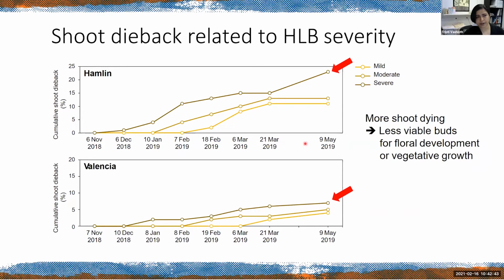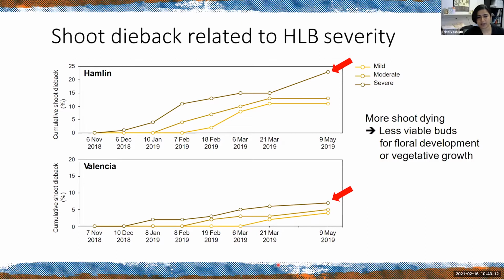The top graph is for Hamlin and Valencia. The top line is for the severe tree. And what we saw is that the severe trees go through a lot of dieback in these months. There is quite a bit of significant dieback of shoots happening. Also, if you think about it, this time period is when you will see Hamlin drop happening, and then in Valencia, you will see drop happening.